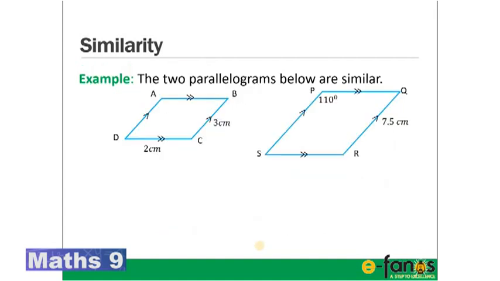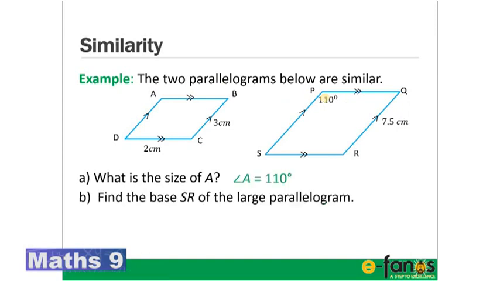Example: the two parallelograms below are similar, ABCD and PQRS. What is the size of angle A? If the shapes are similar, then they must have exactly the same shape, which means that their angles must be congruent. So this angle here at A must be the same as this angle here at P, so it's 110 degrees. Find the base SR of the large parallelogram.